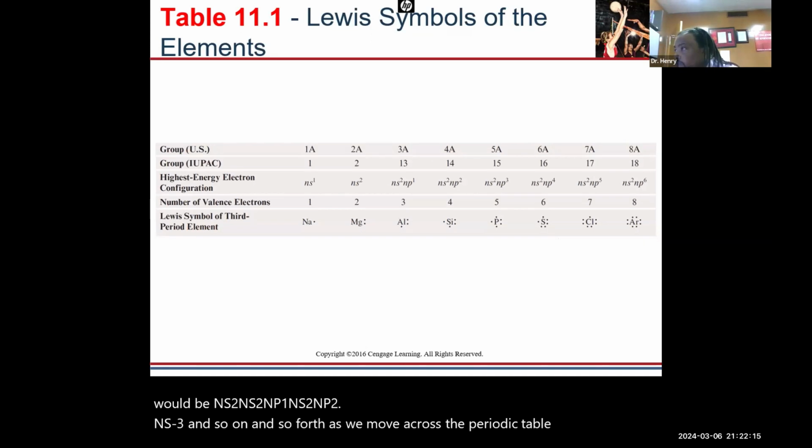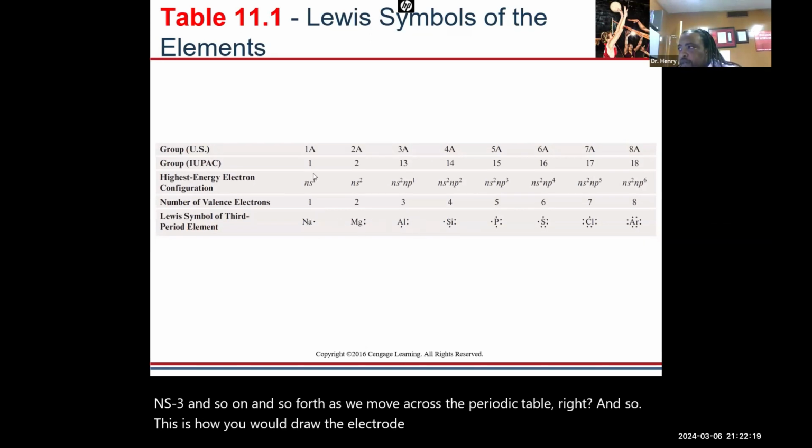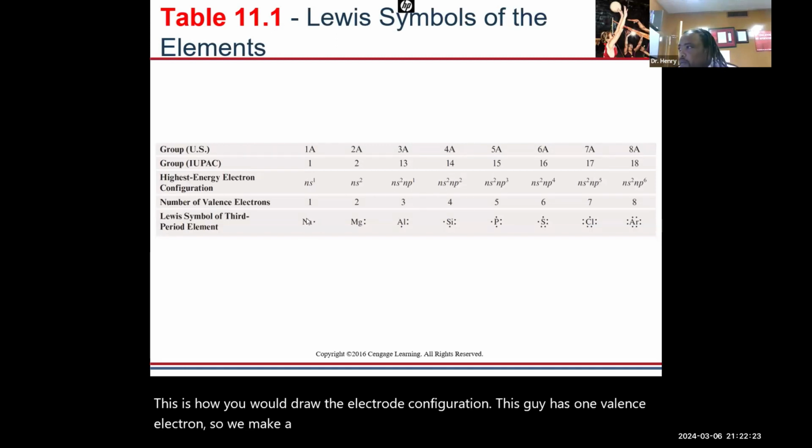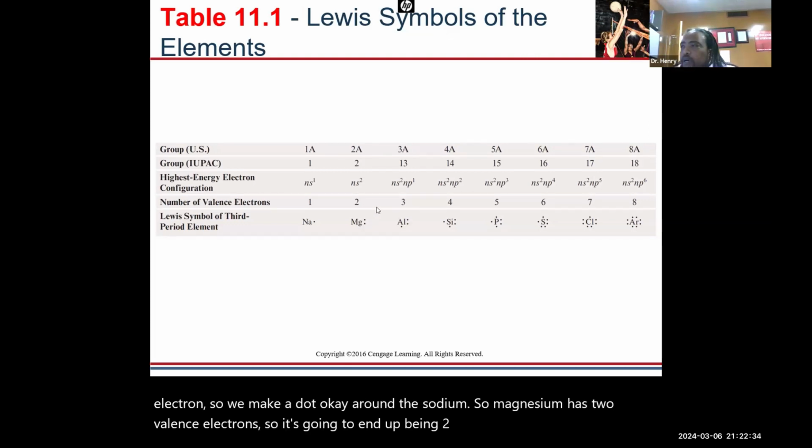And this is how you would draw the electron configuration. This one has one valence electron, so we would make a dot around the sodium. Magnesium has two valence electrons, so it's going to end up being two dots, and so on and so forth.